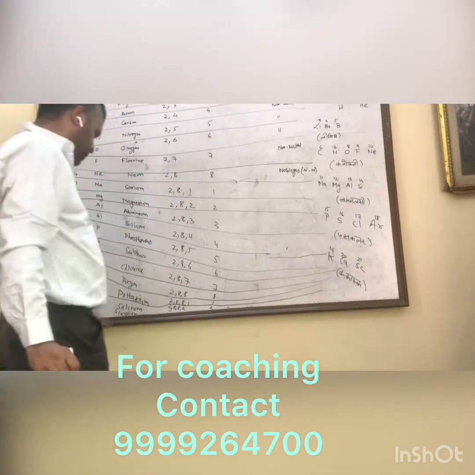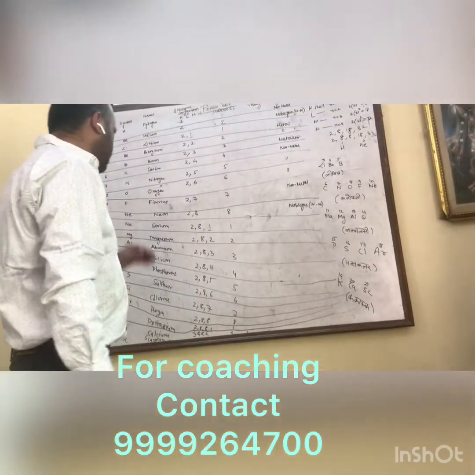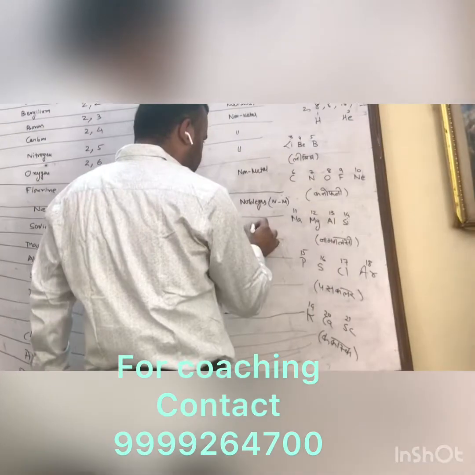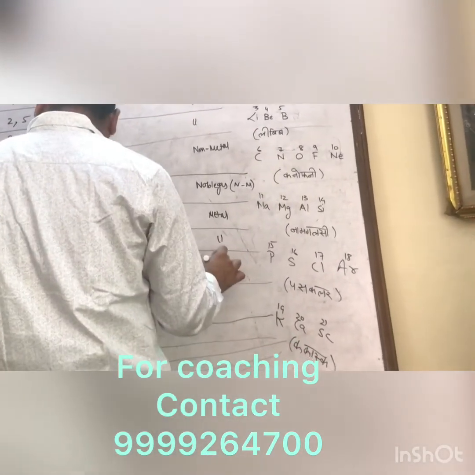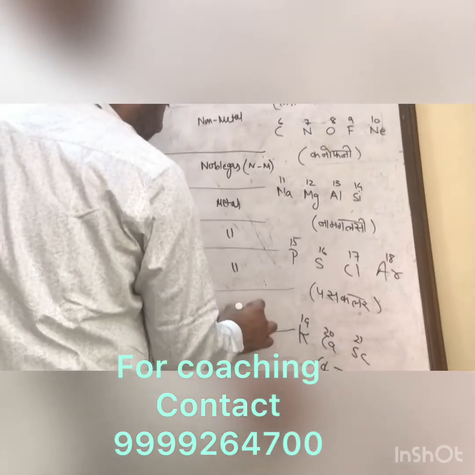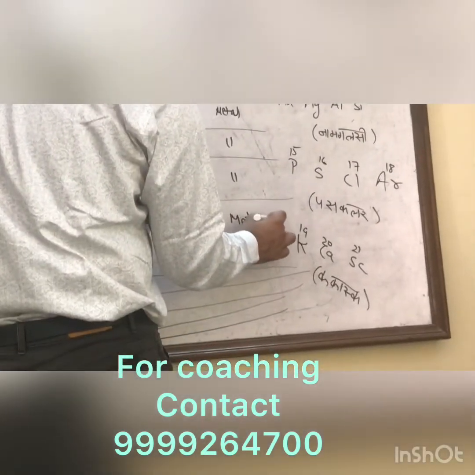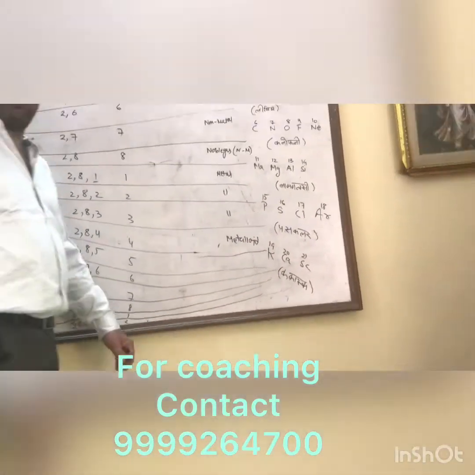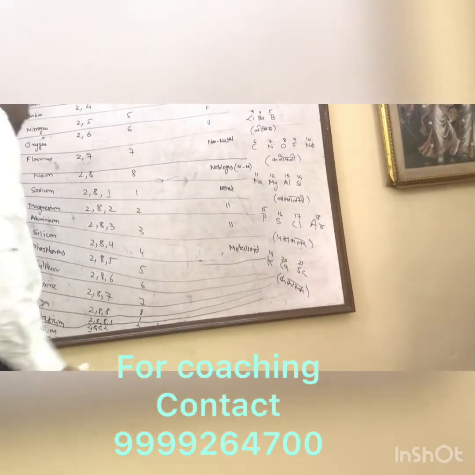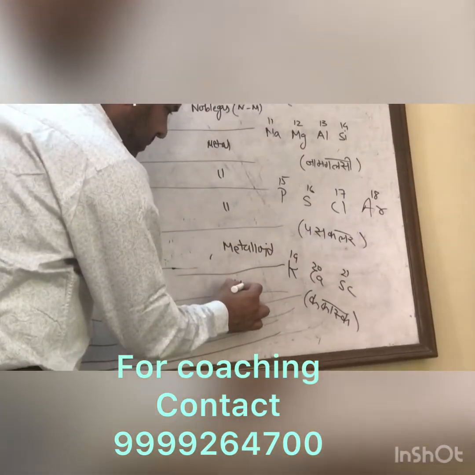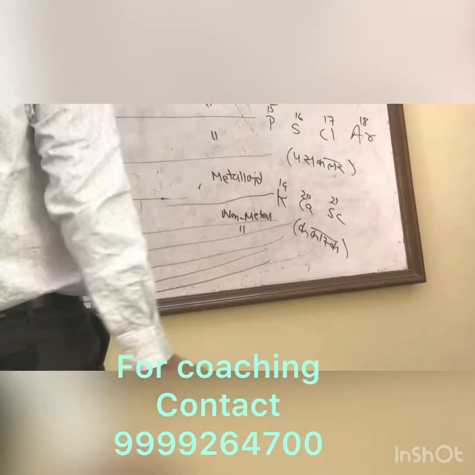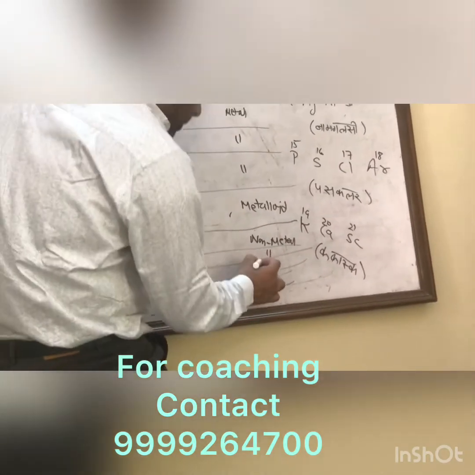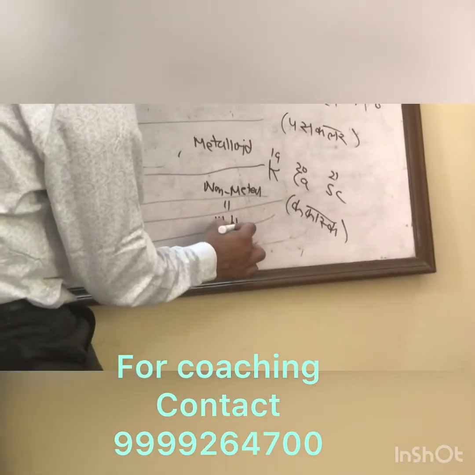I'll tell you the difference for this. Now please come back to the topic, sodium. Sodium is a metal. Magnesium is a metal. Aluminium is a metal. Silicon is a metalloid. As I've told you, metalloids are those elements which show the properties of both metals and non-metals. Sulfur is a non-metal. Sulfur, chlorine. Argon is a noble gas. It's a non-metal too.